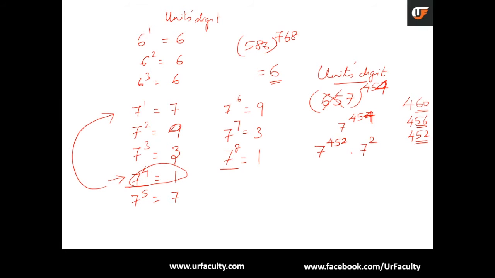So I convert the power to the level of a multiple of 4. So what you get is 7 to the power of 452. We just need to ignore this and then move to this level, because the value is actually 1. So we get 7 to the power of 2, and hence the answer is 9. So when 657 to the power of 454, if we are asked to find out the units digit, the answer that we get is 9.